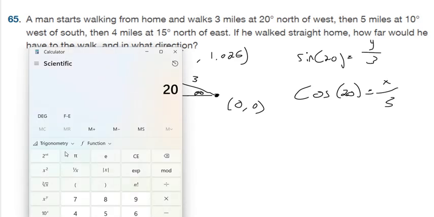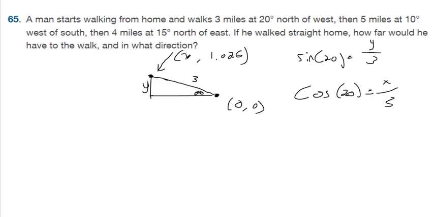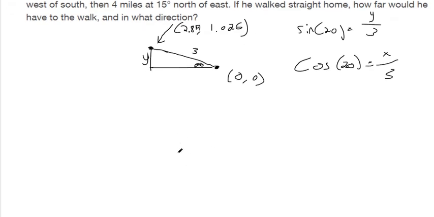So 20 degrees cosine times, oh no, typed over it, times 3, so we got 2.819. So went 3 miles, 20 degrees north of west. That puts us, if our starting place is 0, 0, then our new coordinates are 2.819, comma 1.026. Okay, so let me redraw it so there's not as much clutter.